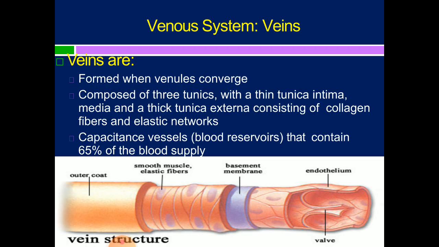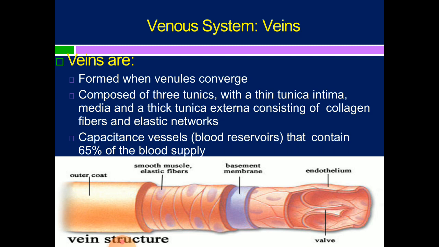The veins are formed when venules converge, and they are composed of again the three tunics with a thin tunica intima, media, and a thick tunica externa consisting of collagen fibers and elastic networks. Capacitance vessels, we can say the blood reservoir, and they contain 65% of the blood supply. That is why they are named as blood reservoir.